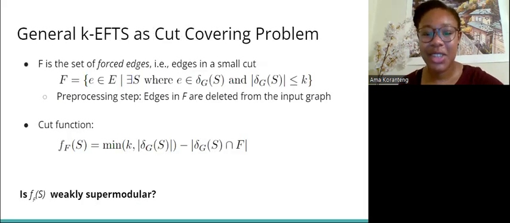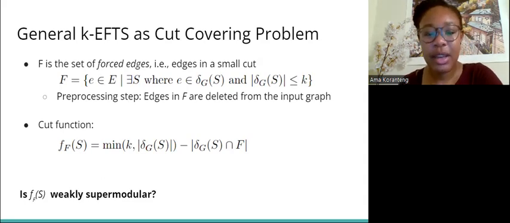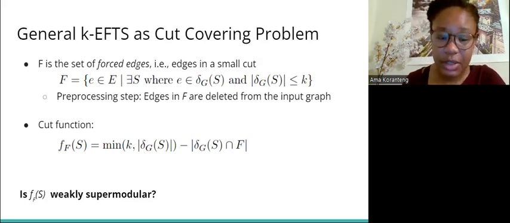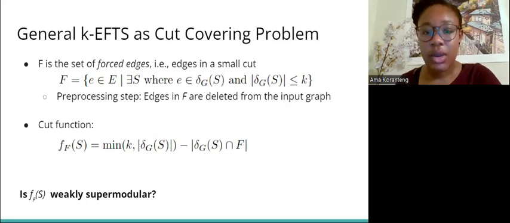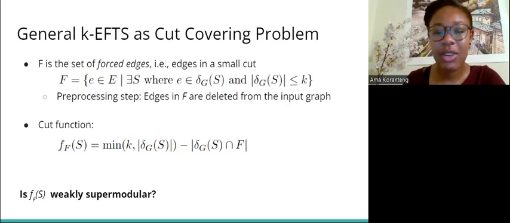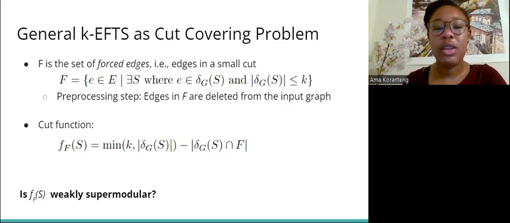All right, now we can finally start talking about KEFTS. And remember that the KEFTS problem is the problem we came up with by applying relative fault tolerance to the KECSS problem definition. With KEFTS, we first tried to do the same steps that Jain took for survivable network design. We first tried to write KEFTS as a cut covering problem, and then of course the hope is that the cut function for KEFTS is weakly supermodular, because if it is, then we can use iterative rounding and get that 2 approximation.